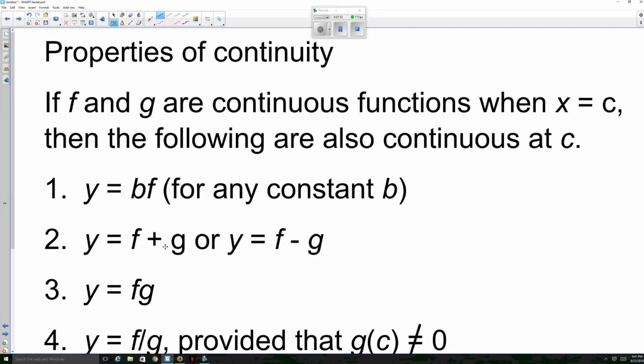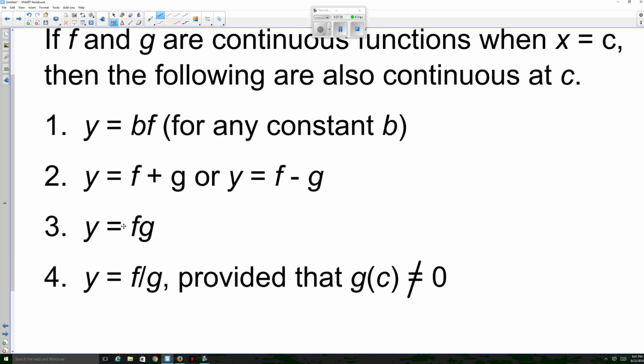If I add two functions or subtract two functions, it's still continuous. If I multiply two functions, still continuous. This one is a number I multiplied by, and this is two functions that are continuous. And then f divided by g. Now, this has a little caveat. If g is equal to 0 at the point c, then it can't happen. Then it's not continuous there.